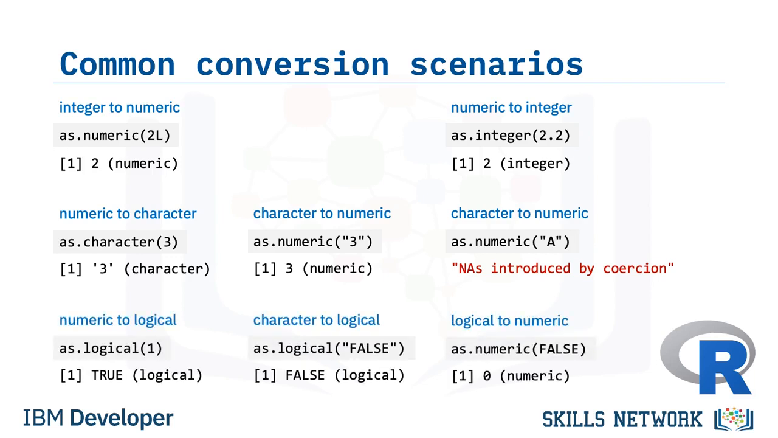Interestingly, you could convert logical data into numeric or character, or vice versa. If you use the as.logical function to convert a non-zero number, such as 1, it returns true as a logical result. Or you could convert a character false to a logical false. You can also convert a logical value false into 0 as a numeric value.